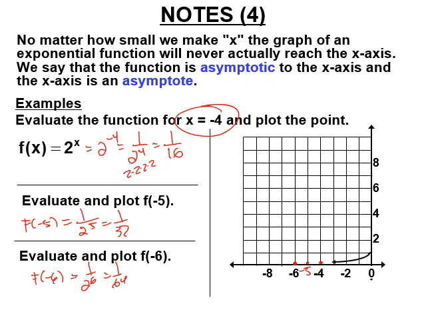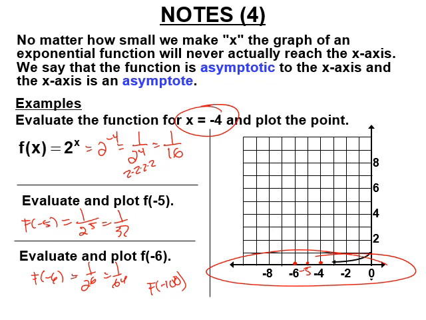But the question is, if I do f of negative 100, do I ever get to the x-axis? And the answer is no. It will get closer and closer. You won't be able to graph it unless we really blow up the graph so you could see it better. But it will never actually reach the x-axis. It gets closer and closer each time. It closes the distance between itself and the previous point. It's half closer, right? It goes from 1/8 to 1/16 to 1/32, but it never gets there.